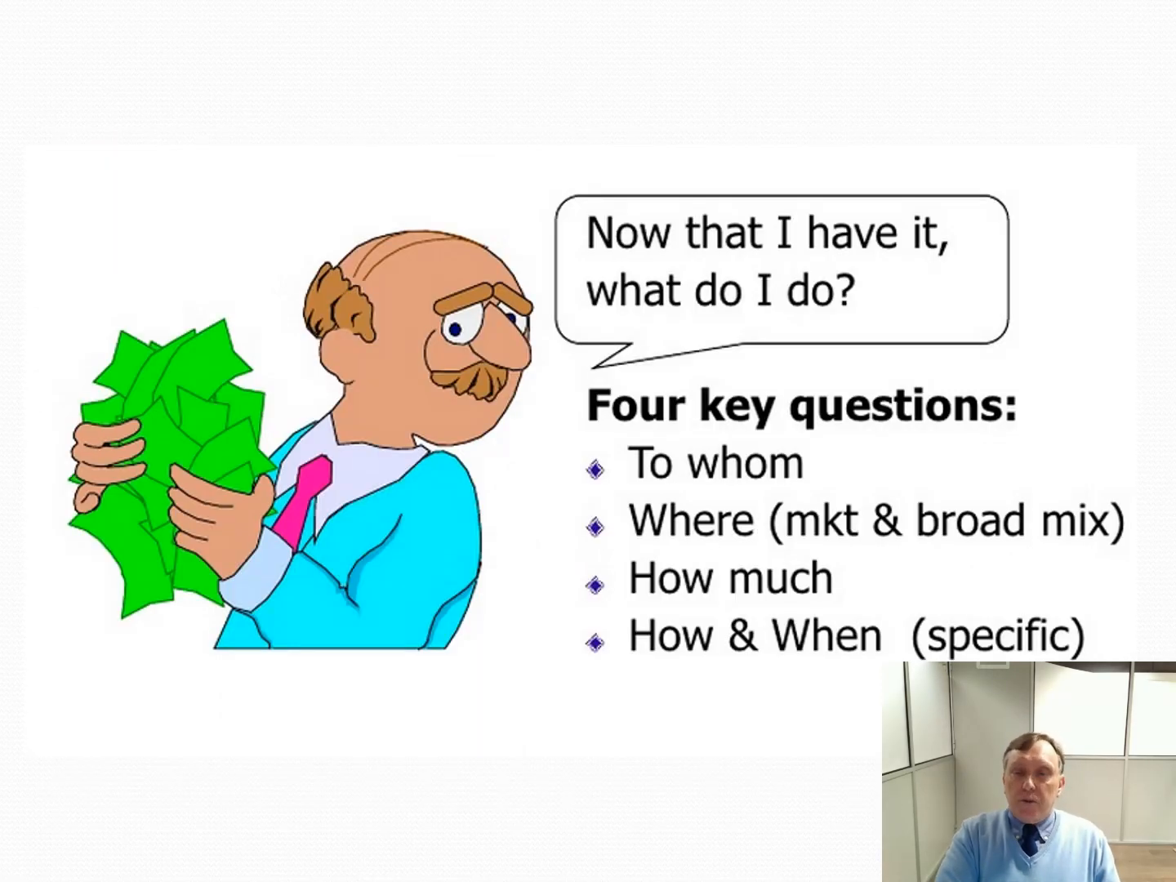Now that we've got a particular idea in mind of running, say, a promotion, what we have to do now is look at 4 key questions. Who are we going to be advertising to? In other words, who is our target market? What specific group of people are we after? And then we have to look at where these people are. Where can we find them? Where can we put our adverts in front of them so that they will see them? So it's the actual marketing and the broad mix that we have.